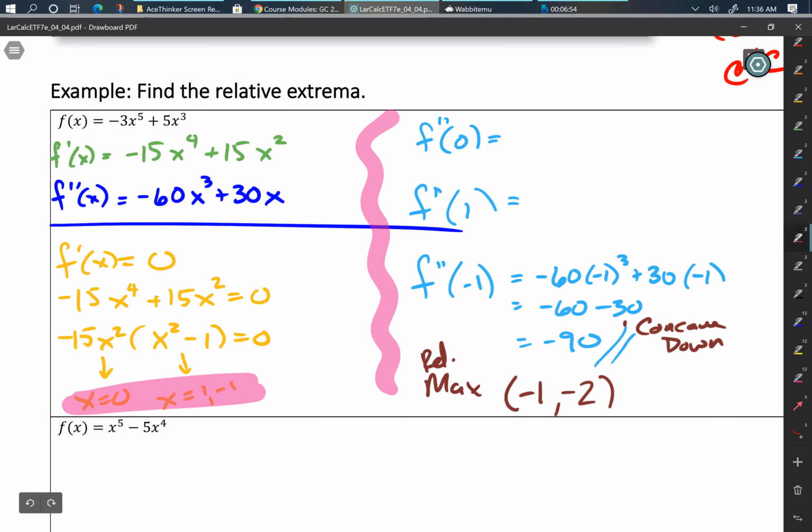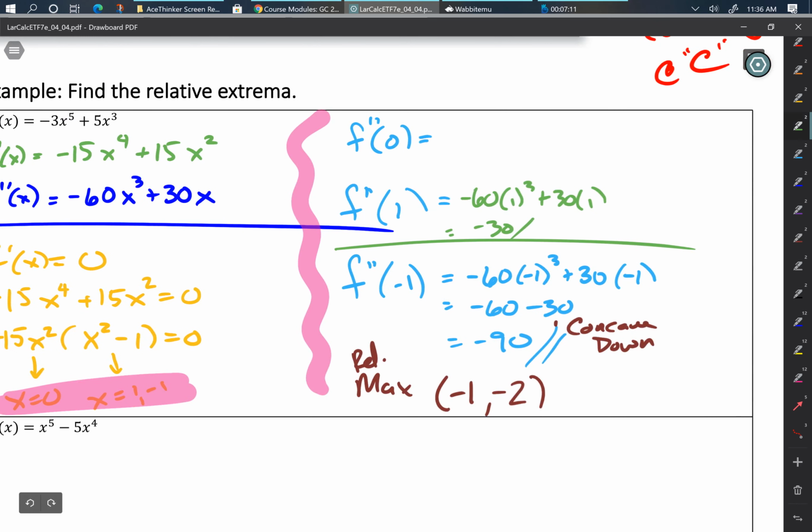Let's see what's happening at 1. F double prime of 1 is going to be -60 times 1 cubed plus 30 times 1. That's going to be -30. Still negative, still concave down, so another maximum. And this maximum is going to be at the point 1, comma, and if I plug a 1 into the original function, that's going to give me a -3 and a +5, so that's going to be a +2. Right? Remember, that's a max.